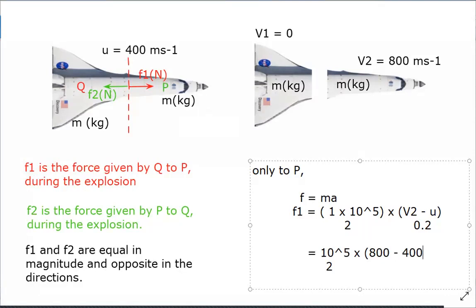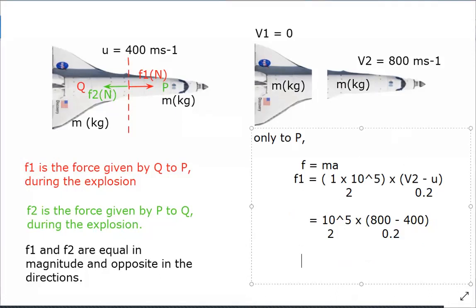Before the collision, both P and Q had the same velocity. Just before the collision, both P and Q had the same velocity. So this is just 0.2. Then nothing will happen to this 10 to the power 5. It remains as it is. 800 minus 400 here. 400, sir. Yes, that is 400.